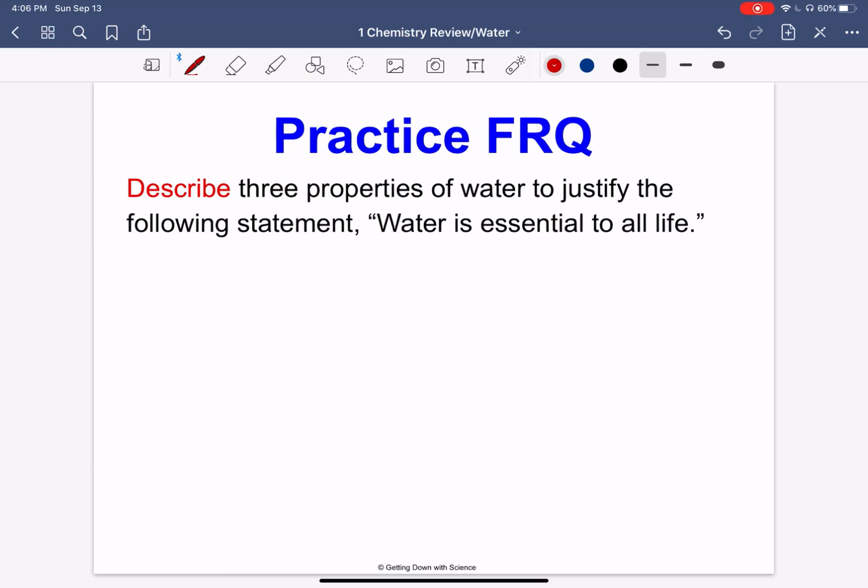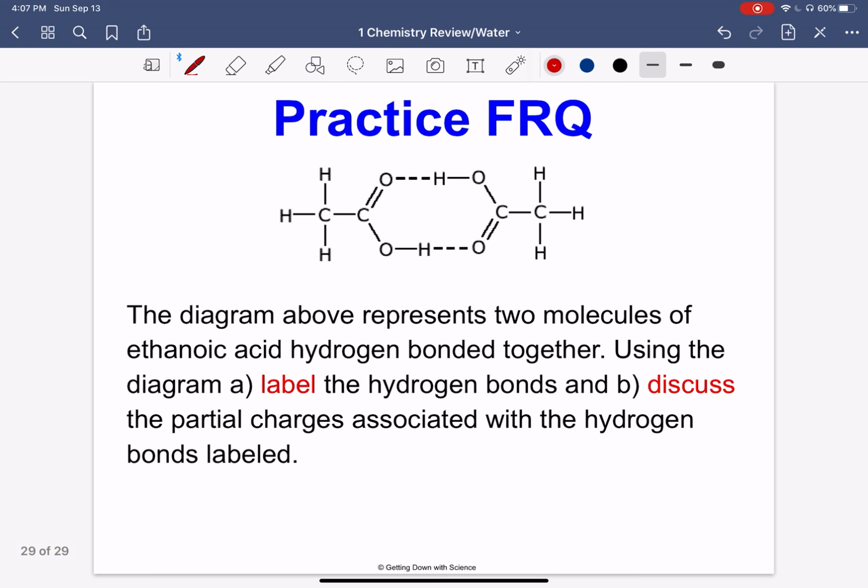If we were to do a practice FRQ, could you describe three properties of water to justify the following statement? Water is essential to all life. So you probably want to talk about hydrogen bonding. You want to talk about water's ability to hold on to heat. You want to talk about its ability to dissolve other like substances. All of the stuff that we've kind of talked about over the last few minutes, be able to do stuff like that.